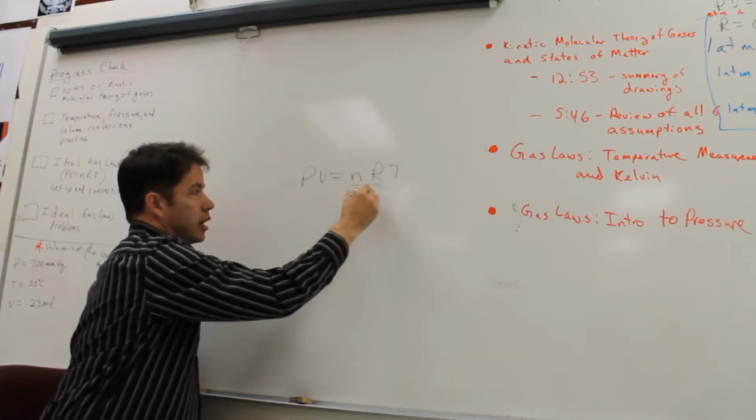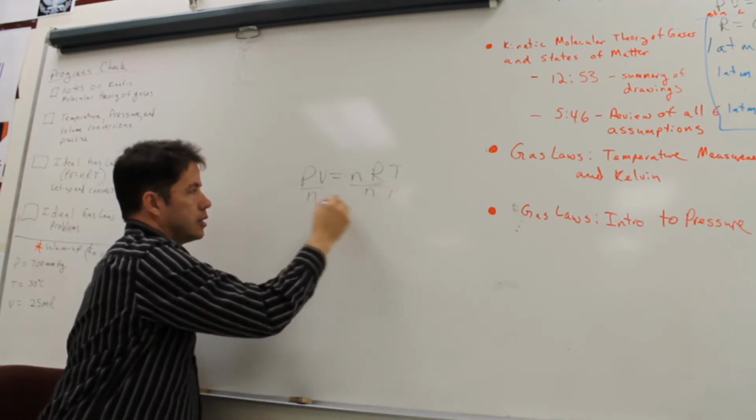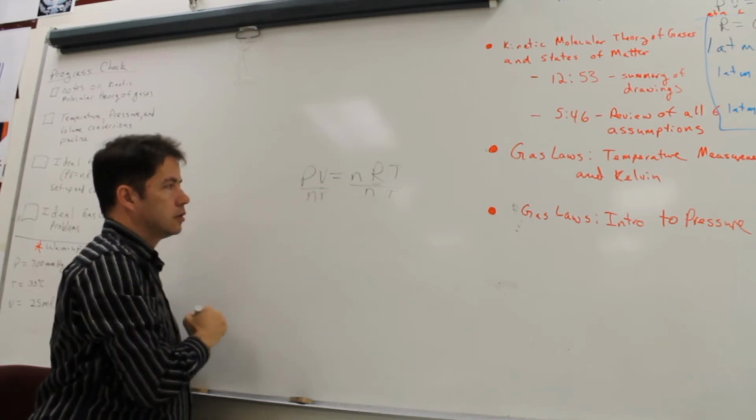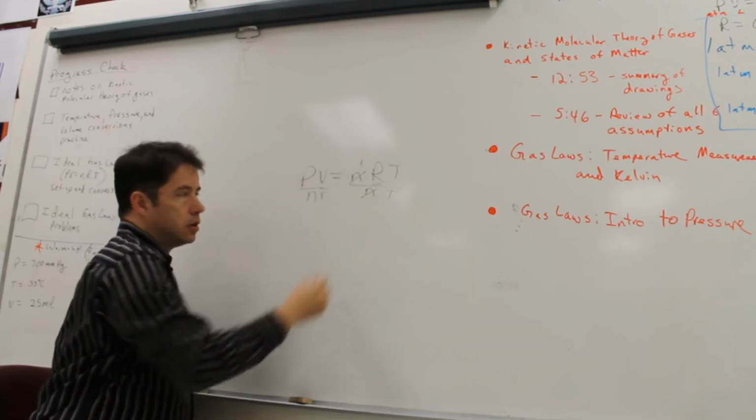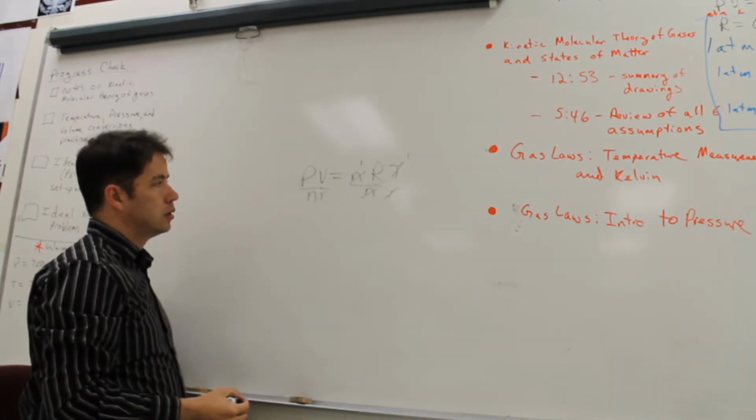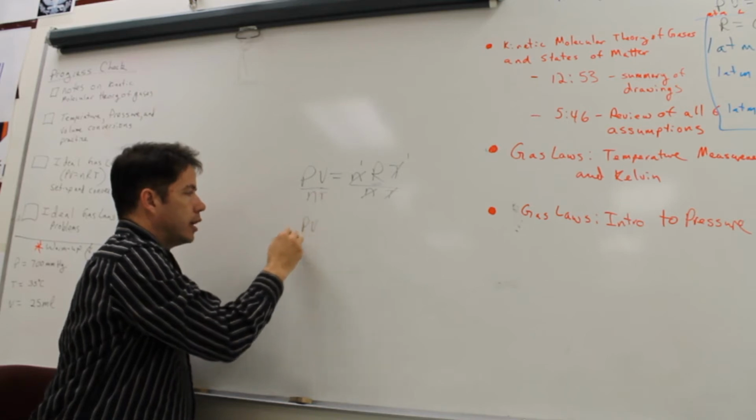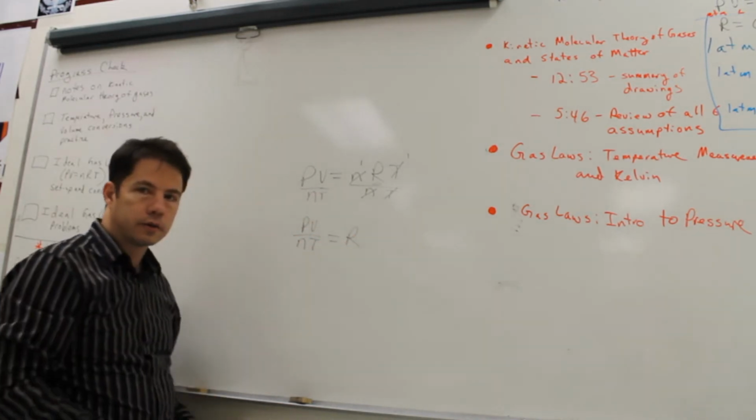You could divide by n on both sides, and you could divide by T on both sides. So n divided by n cancels to 1. T divided by T cancels to 1. And now I've got PV over n times T equals R.